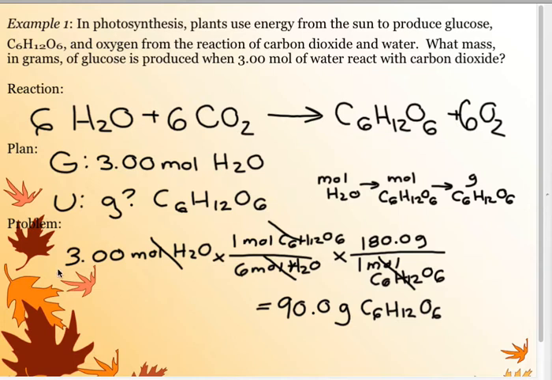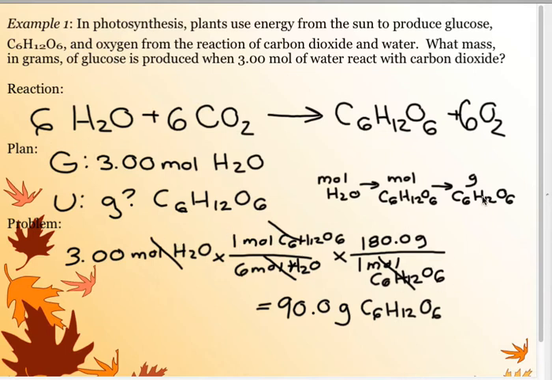I have my 3 moles of water right here. And then I made a conversion factor, and the conversion factor is my mole ratio. So I looked at my reaction, and I have 1 mole of glucose, and that goes on top because that's what I want, divided by my 6 moles of water, which goes on the bottom here, and that's what I'm trying to cancel out mathematically.